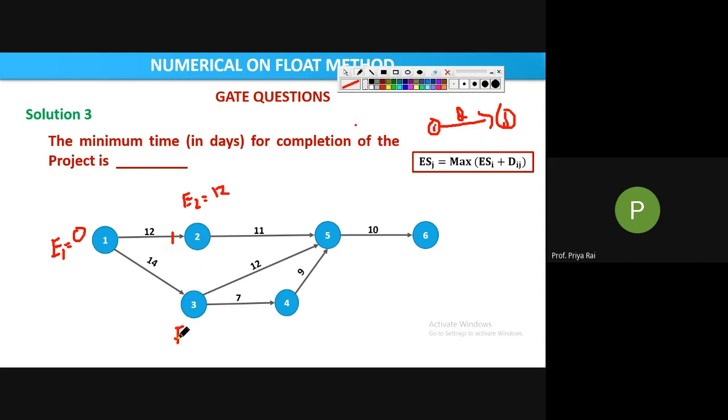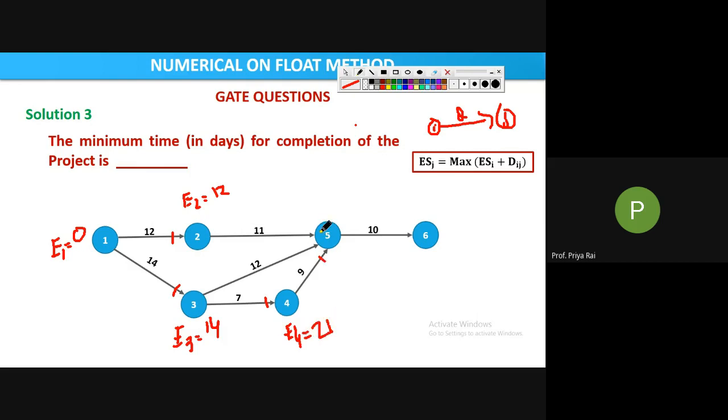Now what is E3? E3 is coming from 1. So E1 plus duration, 0 plus 14 is 14. Now which one, E4 or E5, will we calculate first? E4. Why? Because for E5 we are seeing 3 arrowheads, which are coming from 4, 3 and 2. So we must have values of 2, 3 and 4. So first we will calculate E4. Only one arrowhead which is coming from 3, so E3 plus 7, that is 21.